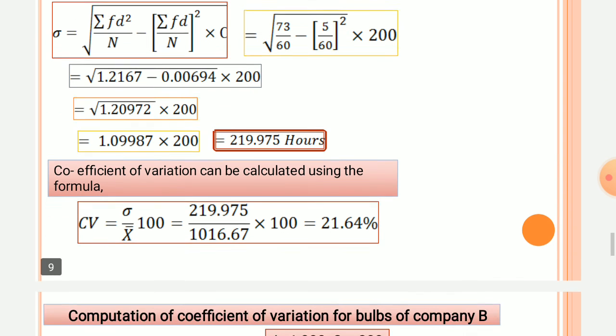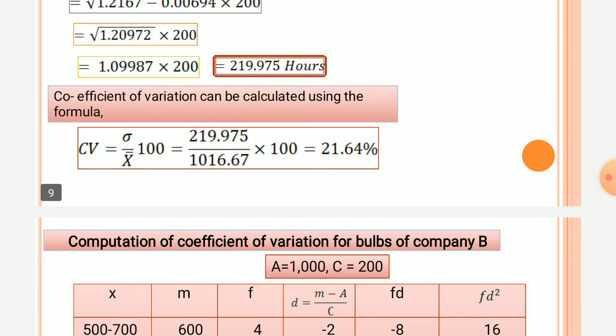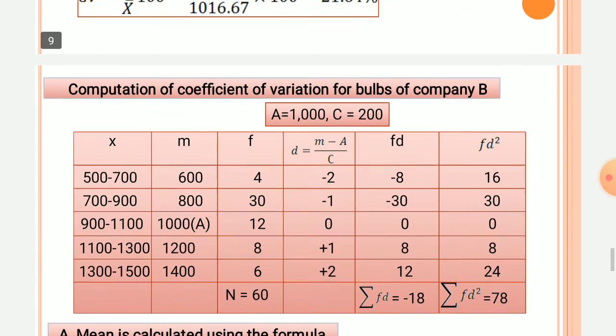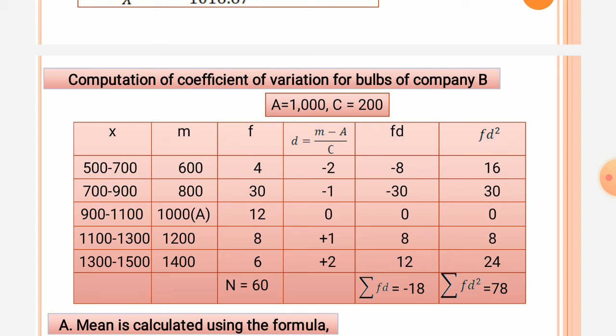219.975 hours. So therefore the coefficient of variation can be calculated as CV is equal to sigma by arithmetic mean into 100. Sigma 219.975 by 1016.67 into 100. Therefore 21.64% is the value of the coefficient of variation. Similarly, we have to calculate the coefficient of variation for bulbs of company B.